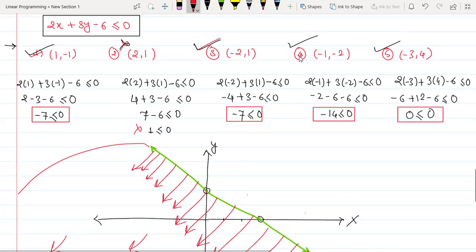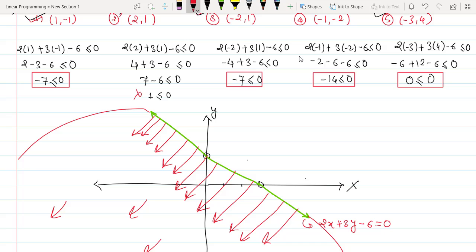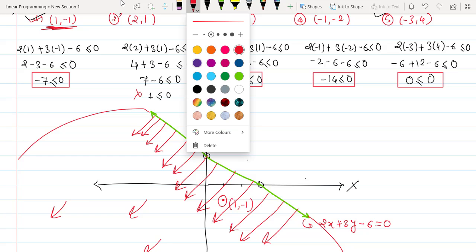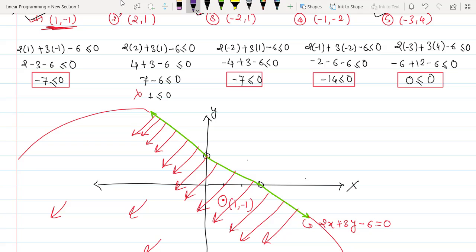Now let's verify the given points. So where will 1 comma minus 1 lie? So this is 1, and minus 1 will be like this. So this is the 1 comma minus 1 point. Let me take a different color, let's take purple. This is 1 comma minus 1, which lies in the solution set. That's why we said this is our solution set.